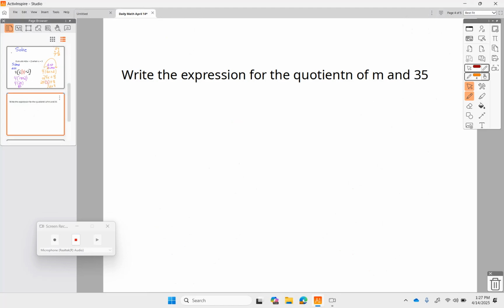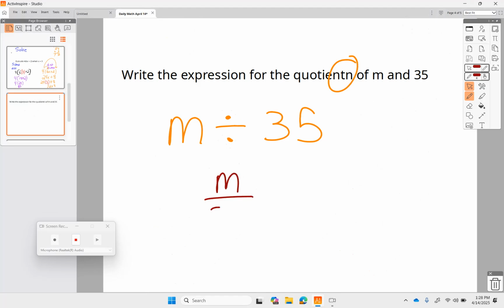I can't spell quotient, obviously. Is quotient addition, subtraction, multiplication, or division? Division. Okay. Then next time answer it without making a face. Could I write that? Yeah. I know another one. What's another way? M over 35. Okay. Whoa, we know another way? You tell me.